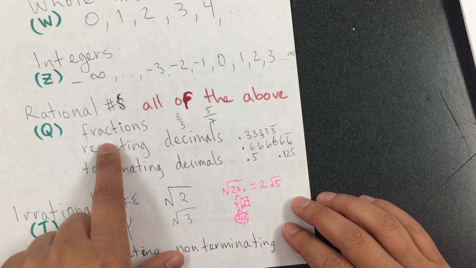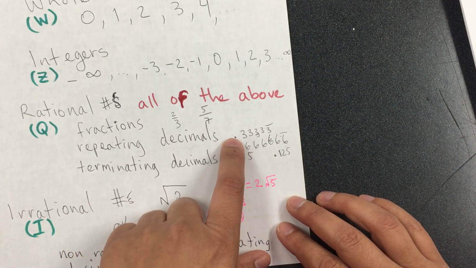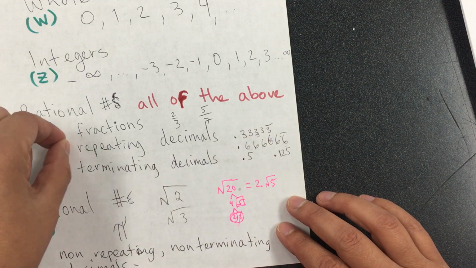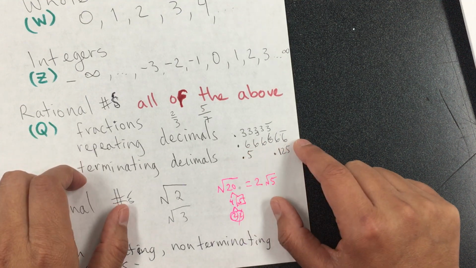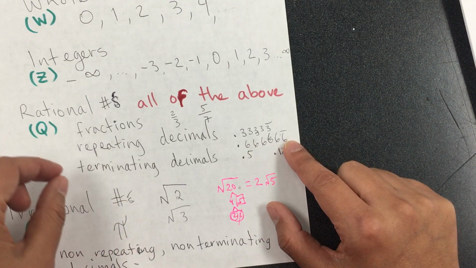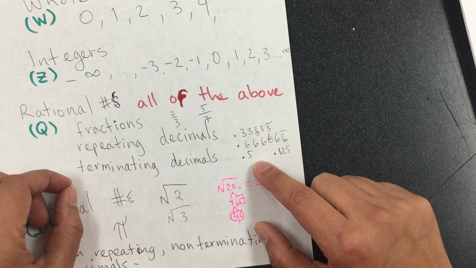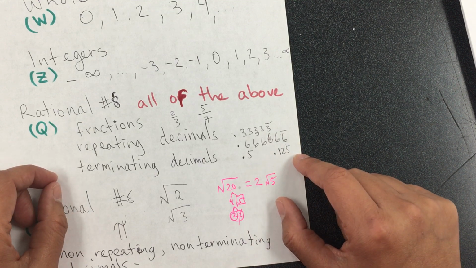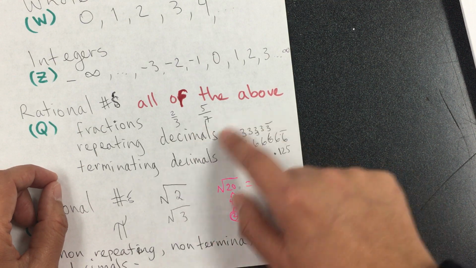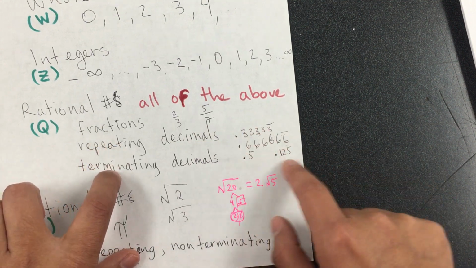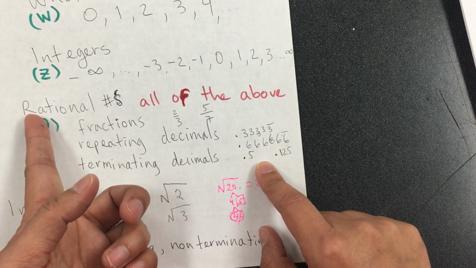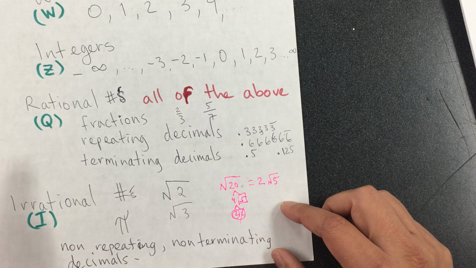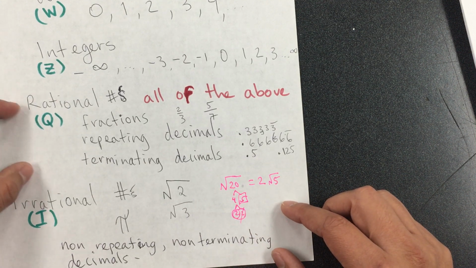We also have repeating decimals, like 0.3333 comes from dividing 1 by 3, which is 1/3. Or 0.666666 forever is 2/3. 0.5 is the same as 1/2. 0.125 is the same as 1/8. So repeating decimals or terminating decimals come from fractions, actually, and that's why they are part of the rational numbers, because they are numbers that can be written as a ratio.